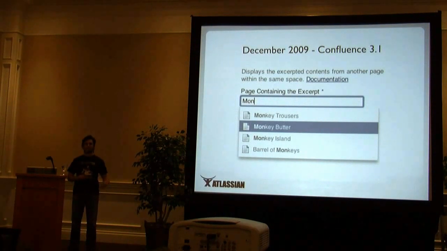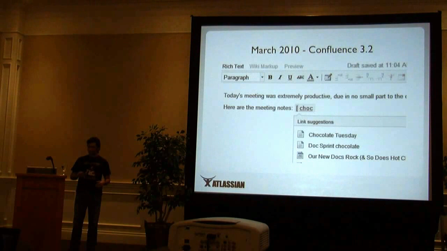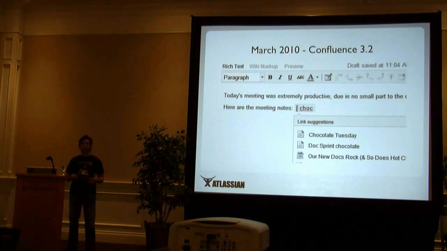I just committed it to trunk as soon as we did the main build of 3.0, and it went into 3.1. Bit quiet on the macro browser in 3.2. I don't know if you've seen it in action, but we now have autocomplete inside the rich text editor, so that eases that transition for the hardcore wiki markup users. In this case, you do a square bracket, start typing, and it's going to pop up with some link suggestions for you.